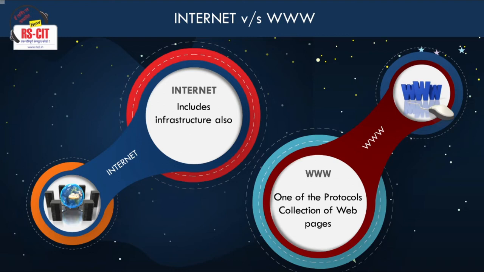It is a collection of computer networks connected through either copper wires, fiber optic cables, or wireless connections, whereas the World Wide Web can be termed as the software part. It is a collection of web pages connected through hyperlinks and URLs. World Wide Web is one of the services provided by the Internet.